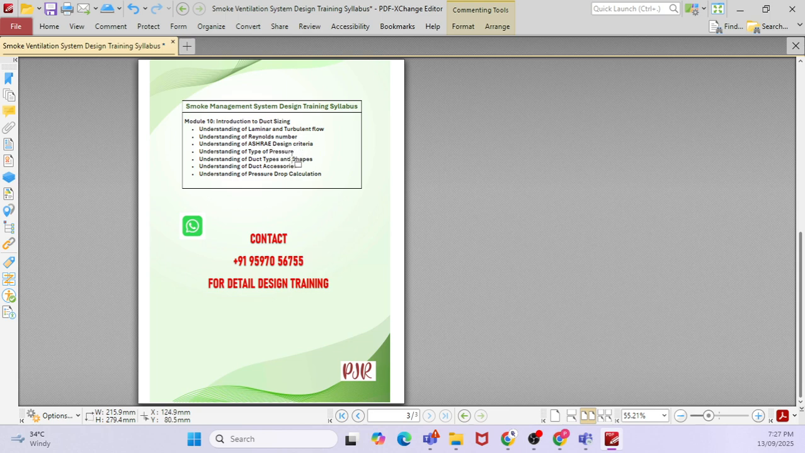There are different types of pressures. What are the different duct sizes and shapes? Sometimes you have a rectangular duct, sometimes a circular duct. Then you have duct accessories, different accessories like ABCD, MSFD, and the working principle of each. Then we will do the pressure drop calculation. Whenever you are going to order the fan, you need a flow rate, and you also need a pressure drop, right? So these are the smoke management systems for the particular building.